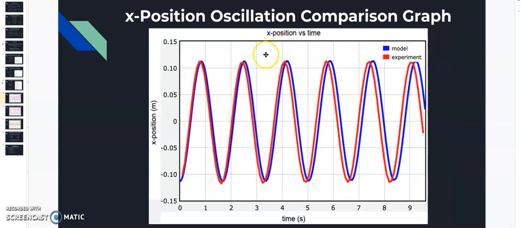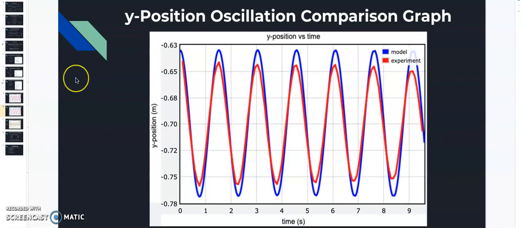So here's the X position oscillation comparison graph. The blue is the model itself, and then the red is the experiment. So it's pretty close overall. You can see the amplitudes are about the same, and the measurements themselves are very close. Now for the Y position oscillation, the amplitudes are a bit different, but we'll discuss that in a bit, and also the data points are just about the same overall between the model and the experiment.